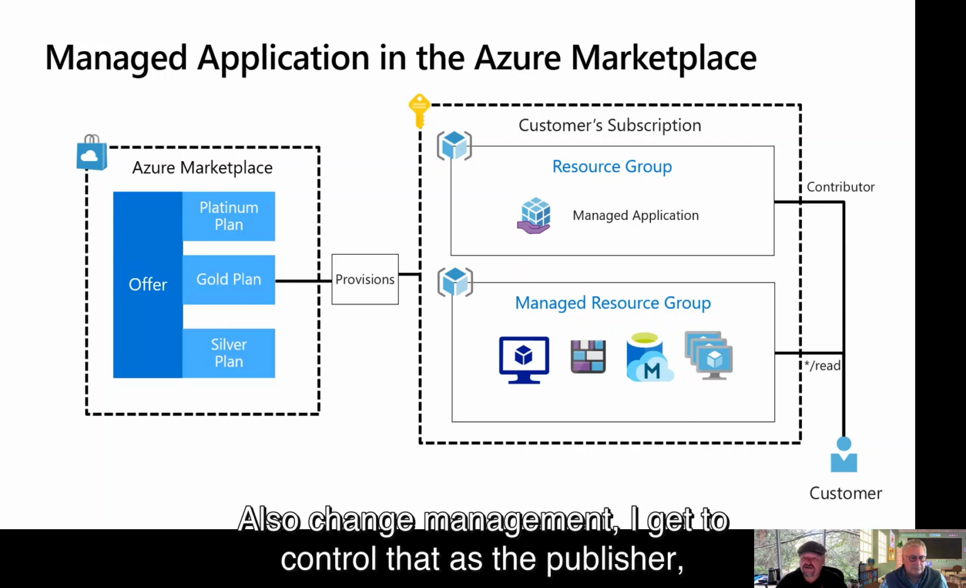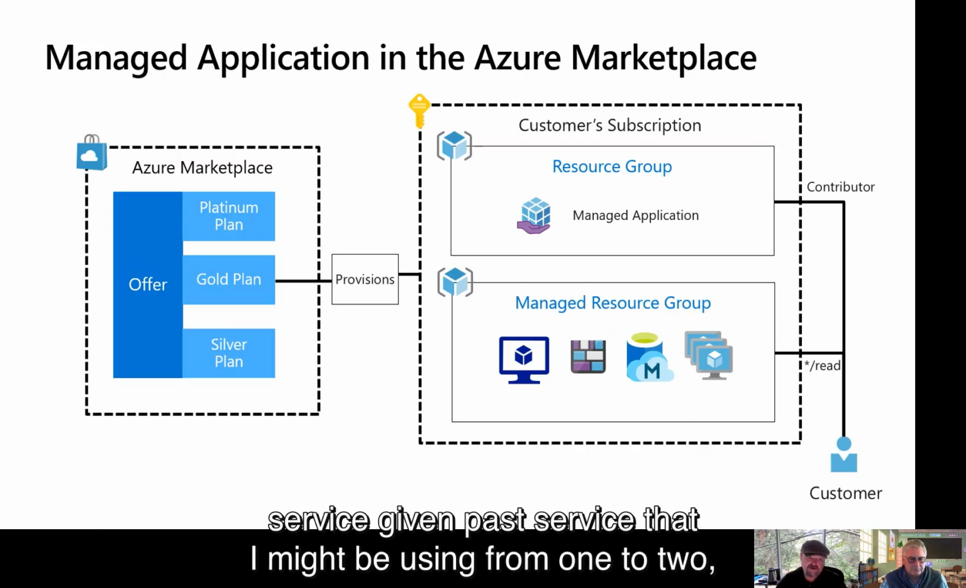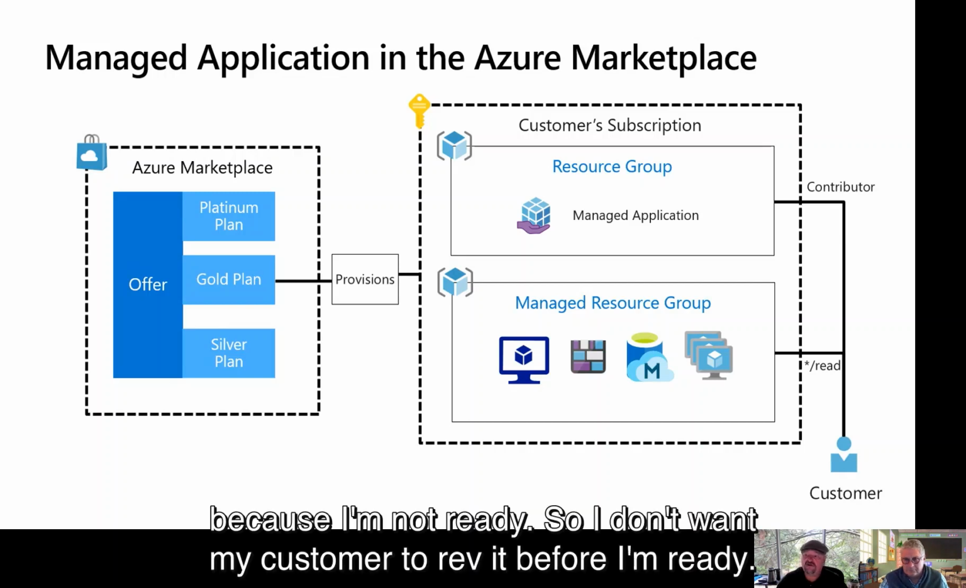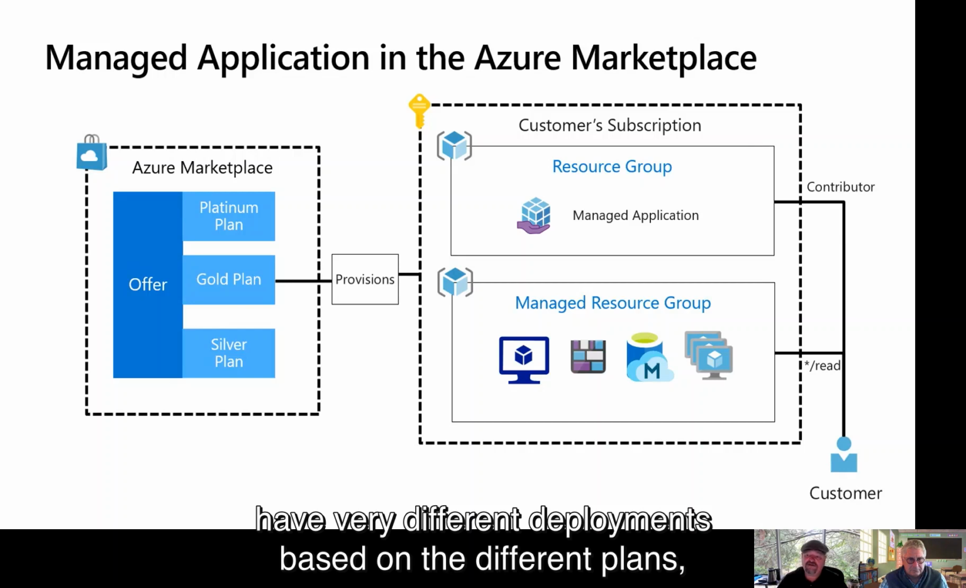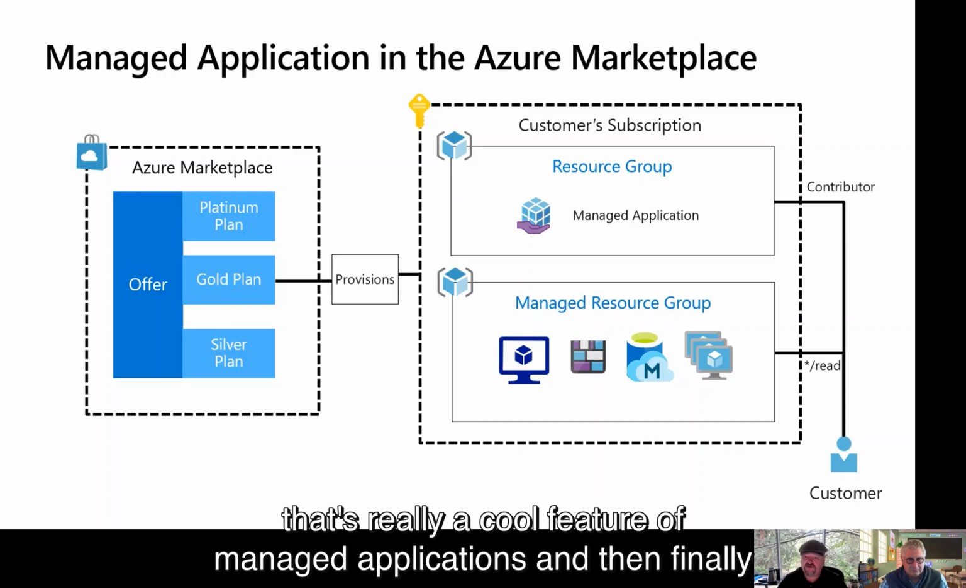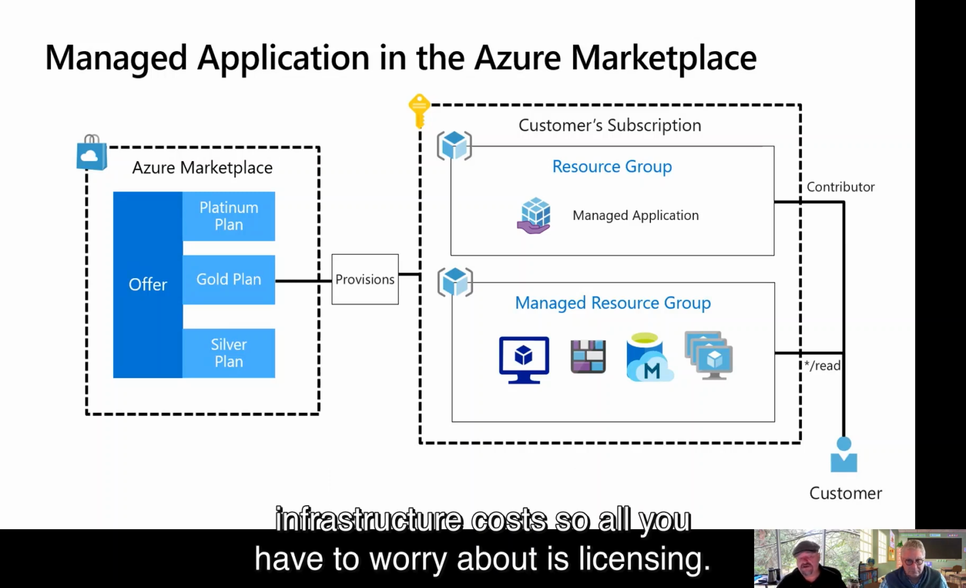Also, change management. I get to control that as the publisher. And often that's a big deal because I don't want to rev a version of a service I might be using from 1 to 2 because I'm not ready, so I don't want my customer to rev it before I'm ready. And I can, as we talked about, have very different deployments based on the different plans. That's really a cool feature of managed applications. And then finally, we mentioned this, but deploying into the customer subscription means that they're incurring the infrastructure costs. So all you have to worry about is licensing.